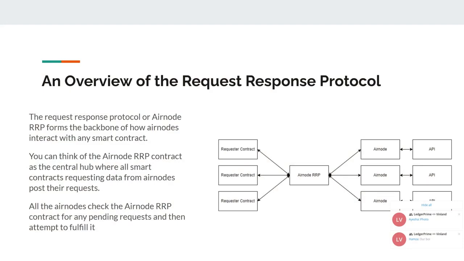So the backbone of Airnode is the request response protocol. The request response protocol is basically how Airnodes communicate with on-chain smart contracts. You can think of the Airnode RRP contract as the central hub where all smart contracts request their data. And then the Airnode checks the RRP contract for any pending requests and then fulfills the data for those smart contracts.